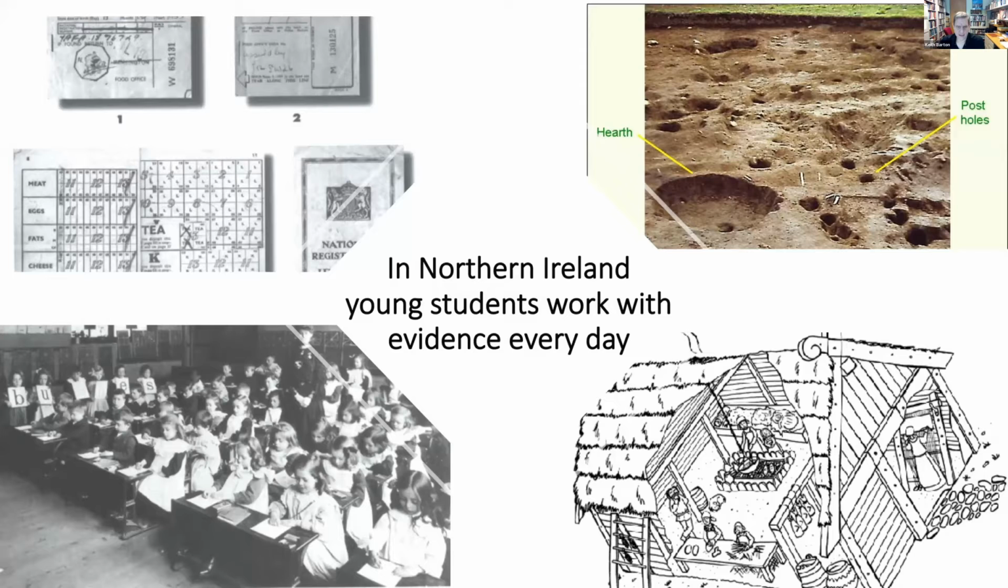In Northern Ireland, and this is a place where I've spent years in classrooms, young children work with evidence every day. So in Northern Ireland elementary school classrooms, first of all, they study history almost every day. But they're doing things like looking at old photographs to see what they can conclude about school at the time, or they're looking at reconstruction of Viking villages or rationing cards from World War II, and drawing conclusions from these.